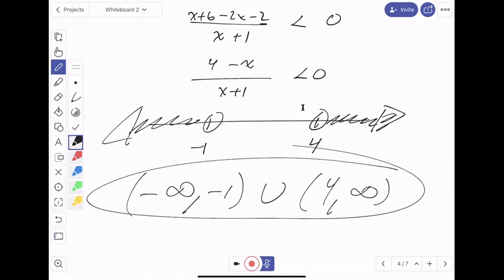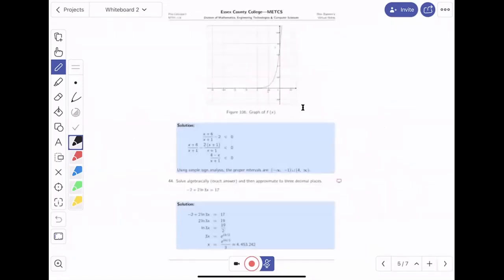What I want to recommend you do is please look at the answer key to make sure that you can agree with the answers that we're giving you. And then certainly the answer is listed for you. So let me just go to the next page and do problem number 44.